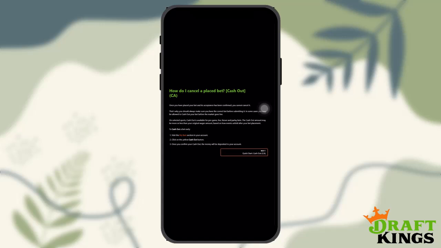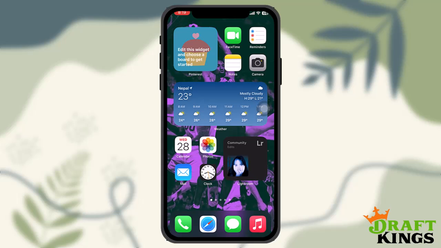Click on the yellow cash out button. Once you confirm your cash out, the money will be deposited in your account. So that's basically how to do it, and that's it for today's video, guys.